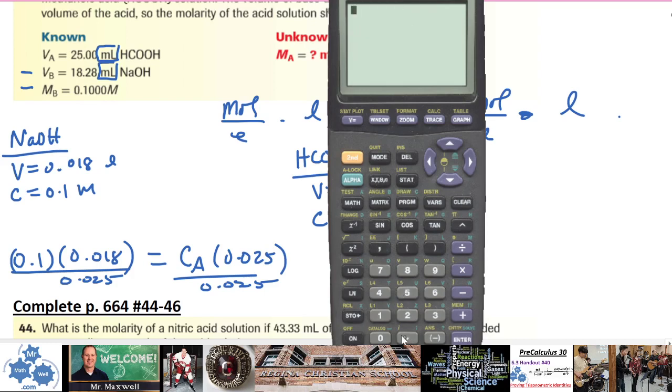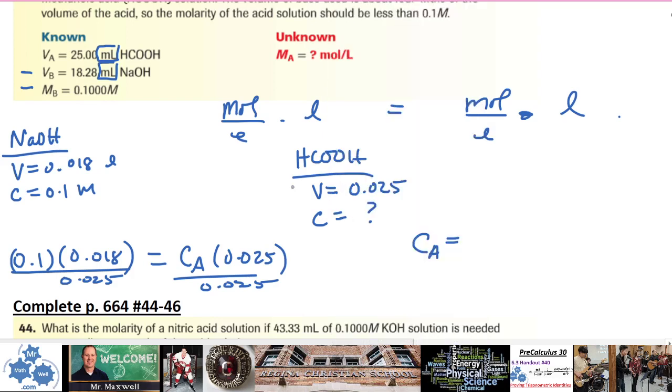Okay, so we have 0.1 times 0.018 divided by 0.025. So it looks like 0.072, and that's going to be in what? Remember, this is concentration, so concentration's in moles per liter, capital M.